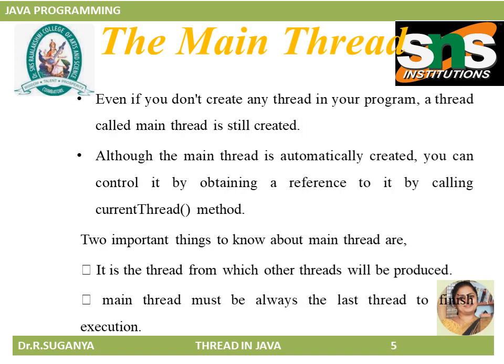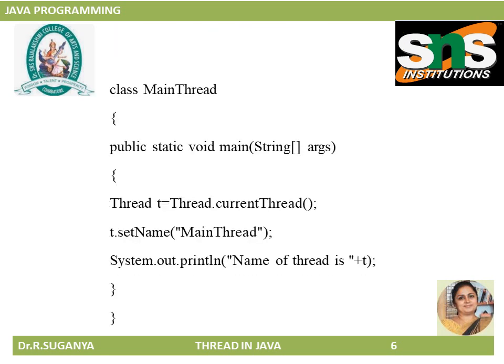The main thread: if you don't create any thread in your program, a thread called main thread will be created. Although the main thread is automatically created, you can control it by obtaining a reference to it by calling the currentThread method. Two important things to know about the main thread are: it is the thread from which other threads will be produced, and the main thread must always be the last thread to finish execution.